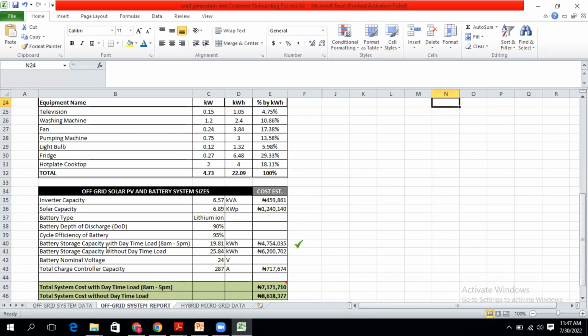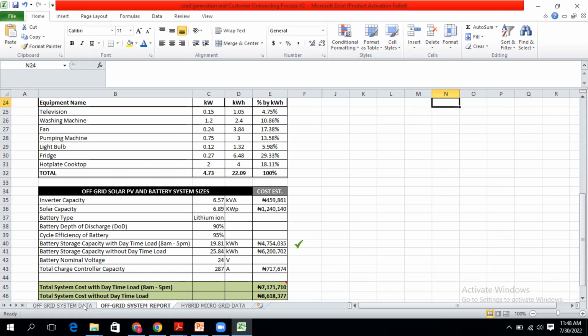Battery storage with daytime load: if you're using daytime load, it reduces the battery capacity to 19 kilowatt hour. If you're not doing any daytime load and you want to use all your energy at night, then you need a battery capacity of 25.8 kilowatt hour. Okay, and now this is the system nominal voltage that we have selected. Remember, we have selected 24 volts.